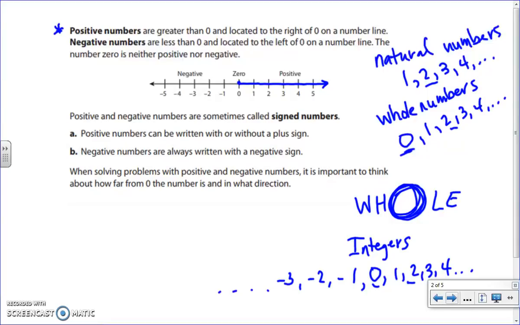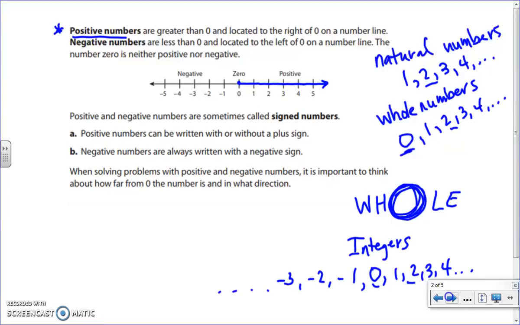When we talk about decimals, we talk about fractions. Anything that can be written as a decimal or a fraction. Well, we'll talk more about rational numbers later, but for today, what we're going to talk about is just both the positives and the negative numbers, and we call those integers. Okay? Negative numbers are less than 0 and are located to the left on the number line. The number 0 is neither positive nor negative.